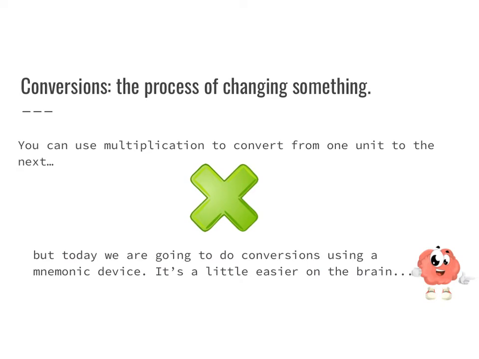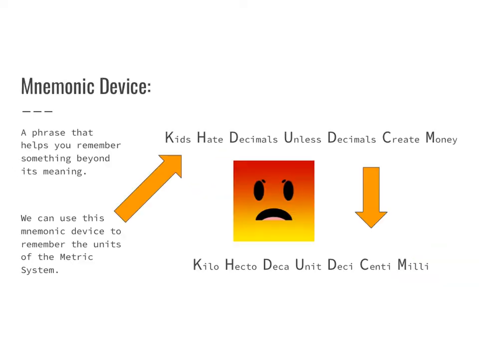So the conversion process, which means the process of changing something. You can use multiplication to convert from one unit to the next. But today, I'm going to do conversions using a mnemonic device. It's a little easier on the brain. So a mnemonic device is a phrase that helps you remember something beyond its actual meaning.